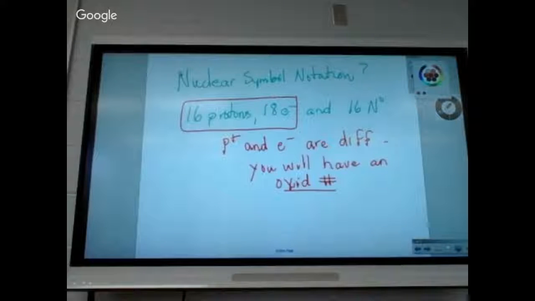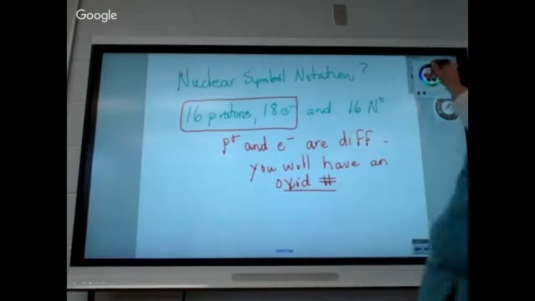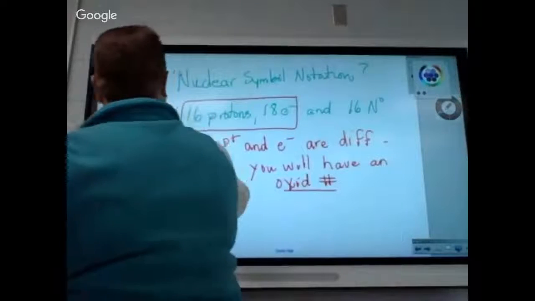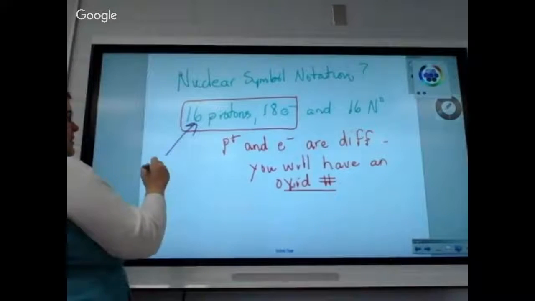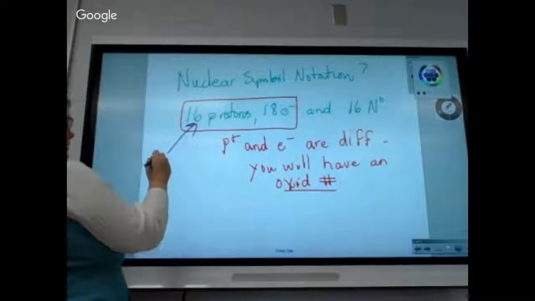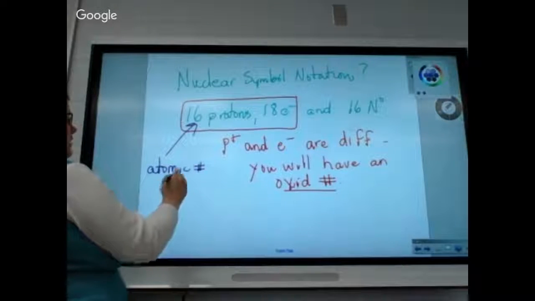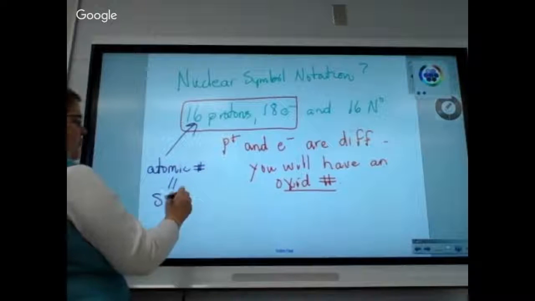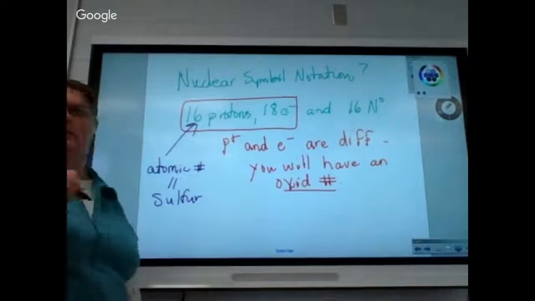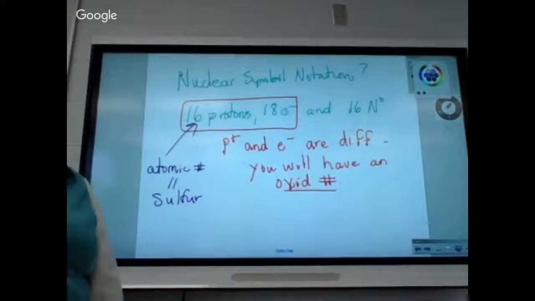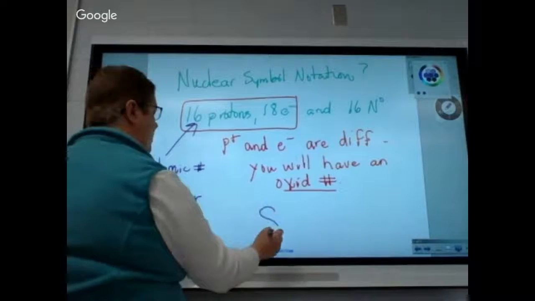I hear sulfur. How do we know it's sulfur for those people who are looking around going, I don't know how they got sulfur? All right. So they looked up here and they said that it is 16 protons. 16 protons tells us the atomic number. All right. So the atomic number tells us that it is sulfur. Is everybody okay with how your classmates made that leap? Okay. So we know it's sulfur for our symbol.